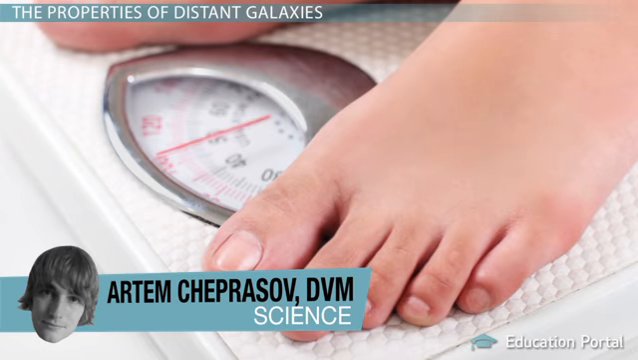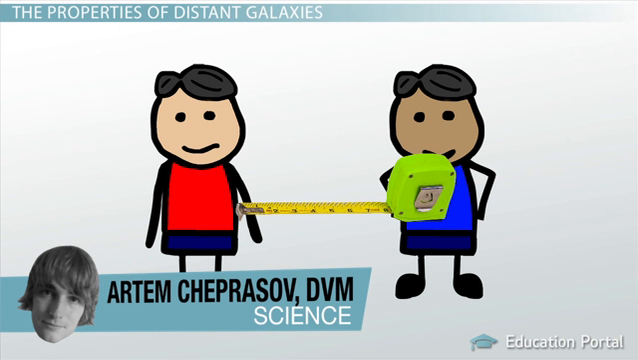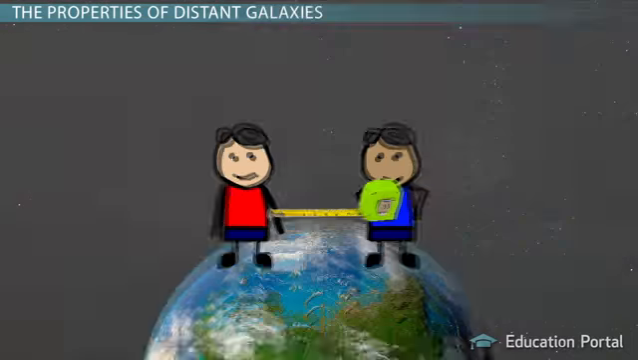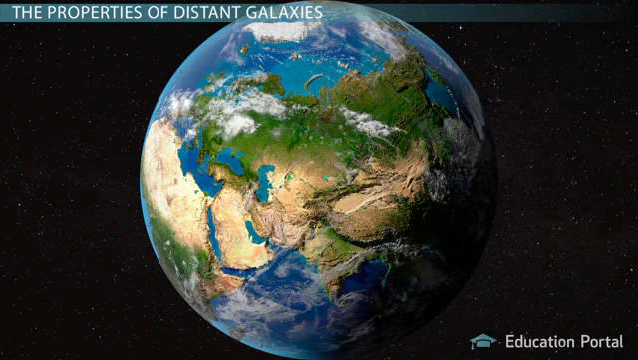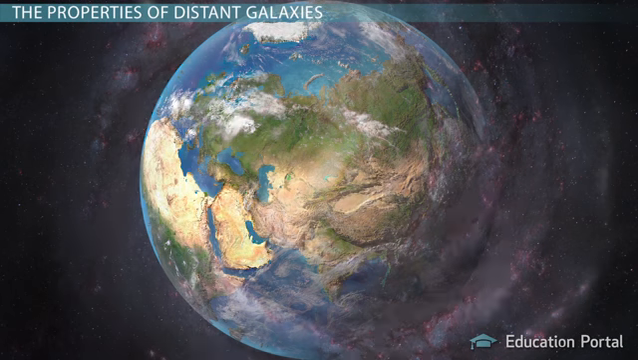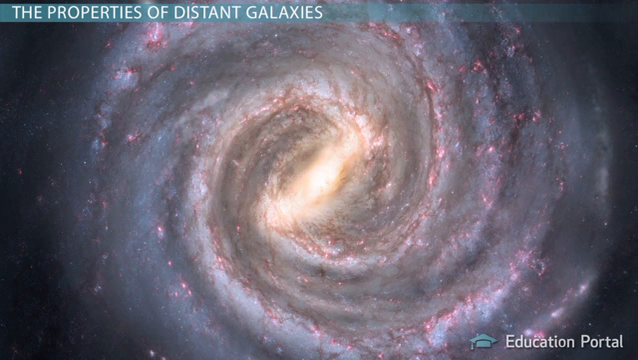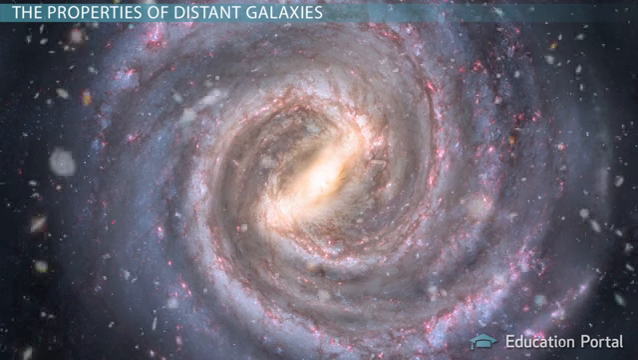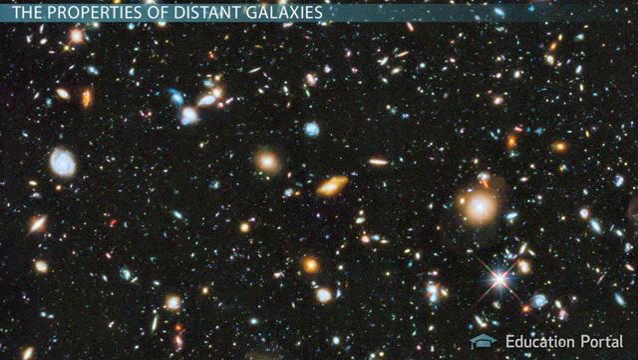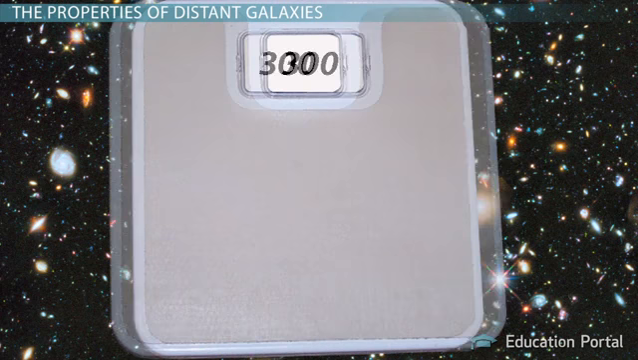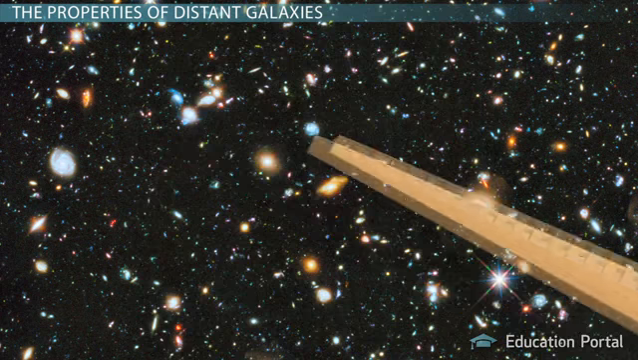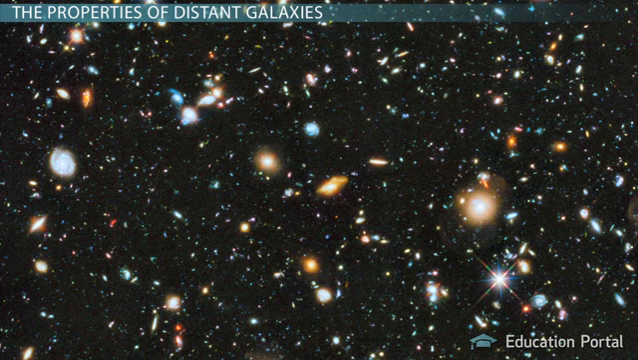Weighing yourself on a bathroom scale or measuring the distance between you and a friend are both very simple here on Earth. Simple compared to measuring the properties of our own galaxy, the Milky Way, as we learned in a previous lesson. But how in the world do we ascertain the properties of distant galaxies? There's no scale large enough, no ruler long enough, and no way to even get ourselves to those galaxies.